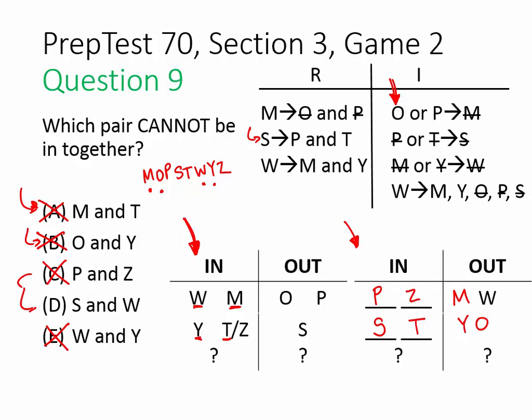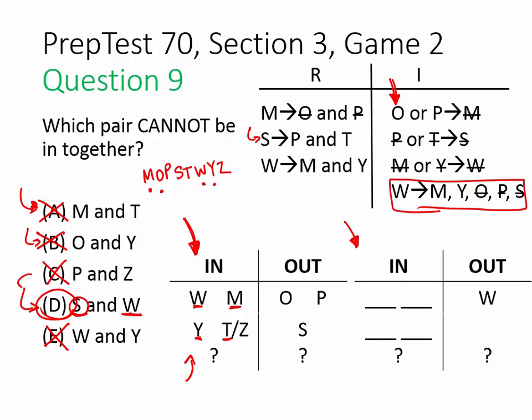So let's figure out why we can't have S and W together. So I'm once again going to erase this. If we look over here, we have W in. When W is in, it forced M in, Y in, and O, P, and S out according to our large inference up here. Therefore, they could never be present together because every time W is in, S is out. And this is thus our correct answer.